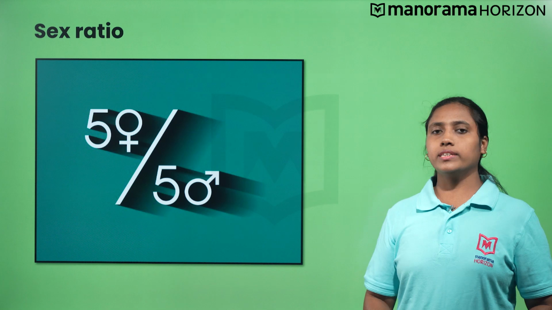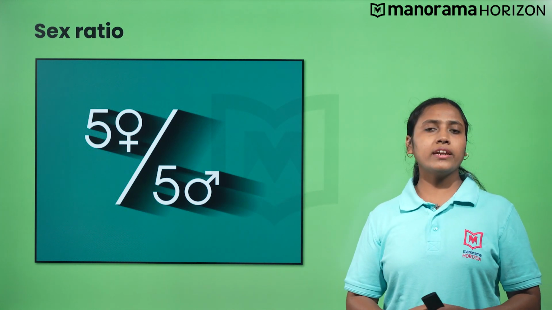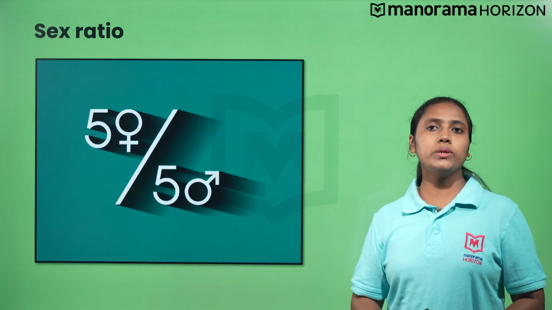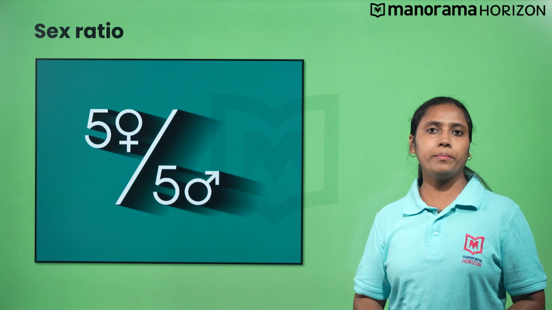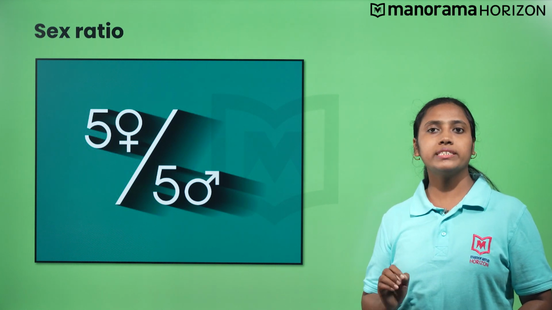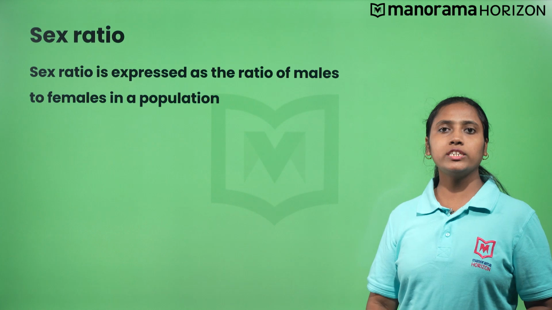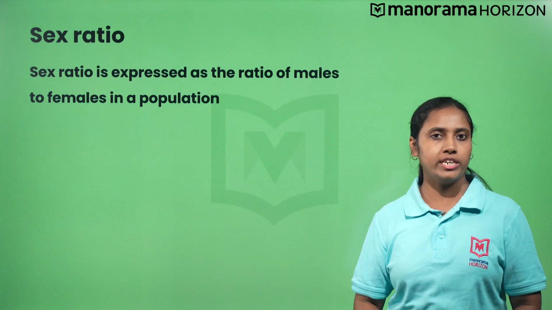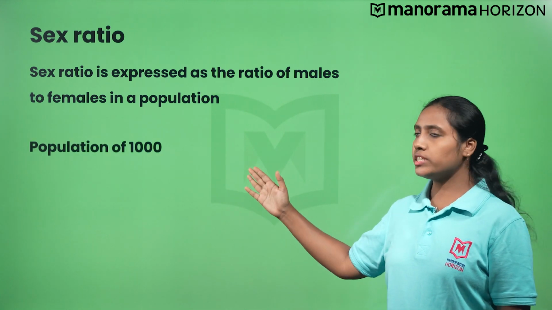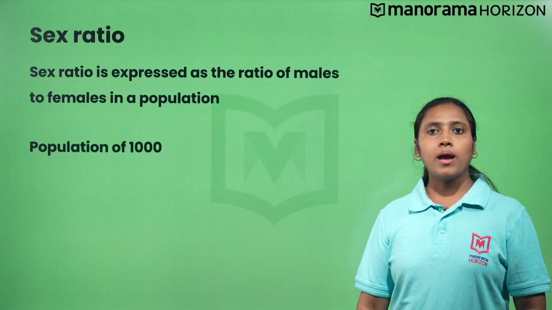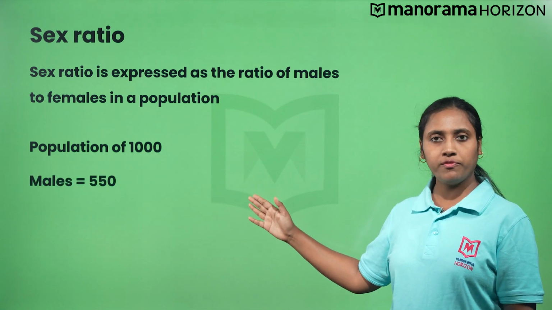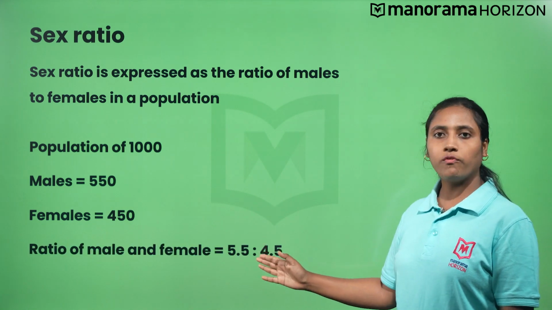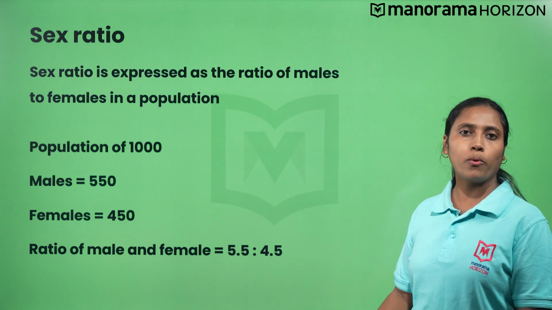Another attribute is sex ratio. Can you define sex ratio? It is understood that an individual can be a male or female, but a population has got a sex ratio. Sex ratio is expressed as the ratio of males to females in a population. For example, if a population contains 1,000 people, with a male number 550 and female number 450, then the ratio will be 5.5 is to 4.5.